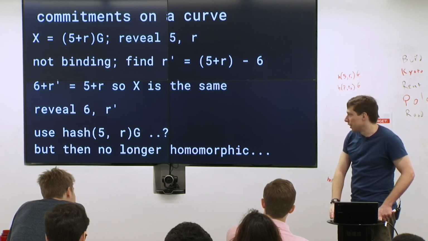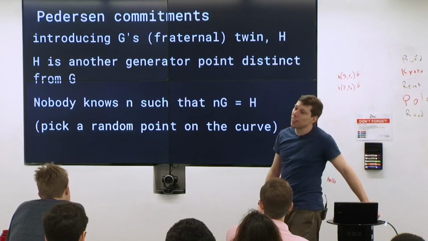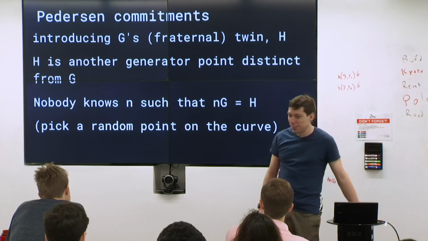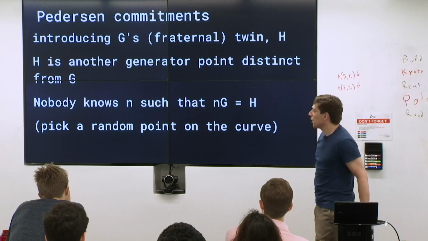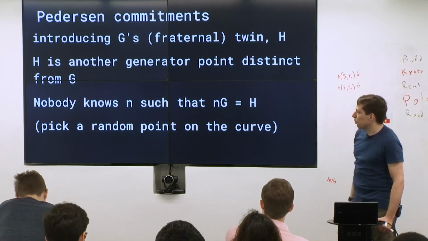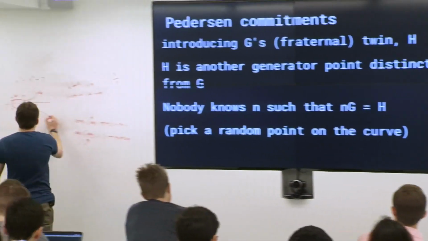Yeah, then the way you actually do it is totally non-obvious. And introducing G's fraternal twin, H. You make another point on the curve, and you just call it H, which is the letter after G. It's another generator point, distinct from G. So you just pick one. You say, okay, here's H.